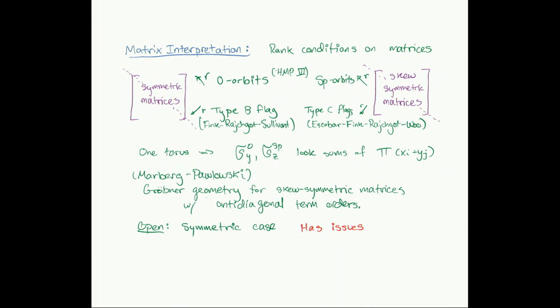You can ask whether the Grobner degeneration that Patricia was talking about this week can get you pipe dream-like formulas from the commutative algebra of the defining ideals for these matrices. And the answer is, in the skew-symmetric case, yes. So Marberg and Pawlowski did that. And then the type C flags paper that I'm referencing also does that for the other reading, away from the axis of symmetry. For the symmetric case, it's open. It's really hard.